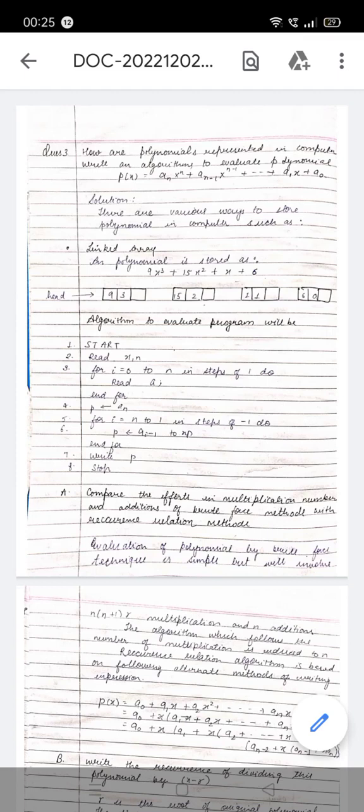Hello everyone. In this video we are going to solve internal paper number 1 question number 3 of IIPS DAVV Indore for the subject computer oriented numerical methods. In this question we are asked how polynomials are represented in computer. Write an algorithm to evaluate the polynomial p of x is equal to a n x to the power n plus a n minus 1 x to the power n minus 1 plus ... plus a1 x plus a0.